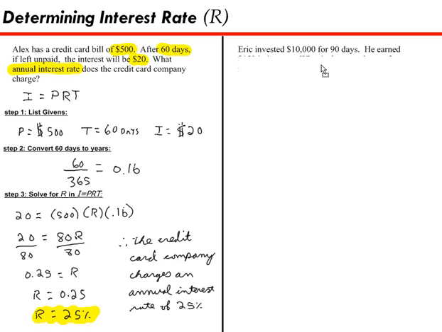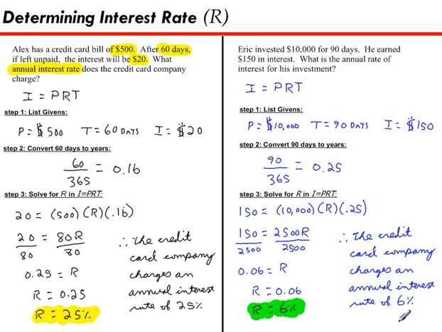Eric invested $10,000 for 90 days. He earned $150 in interest. What is the annual rate of interest for his investment? Okay, try that one. And here's your solution. The rate of interest is 6%, and we found that by first listing our givens, P, T, and I. Then we converted 90 days into years. And finally, we plugged in our values for I, P, and T, and then solved for R to get 6%.